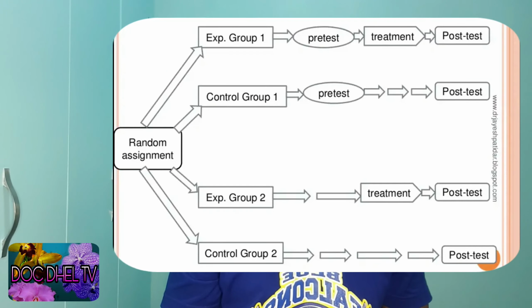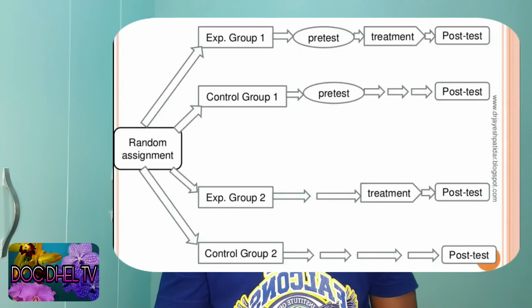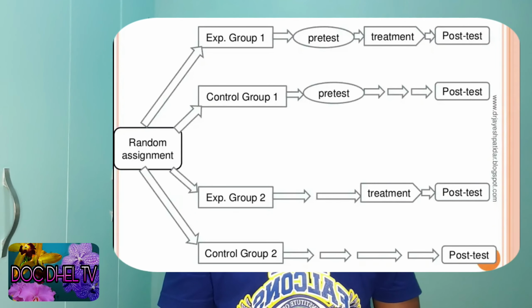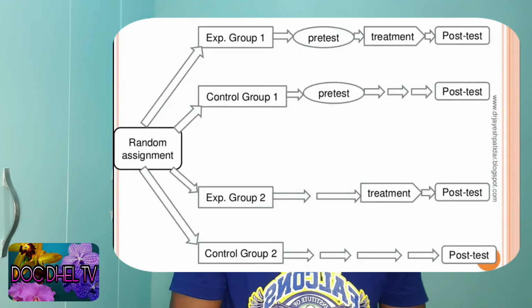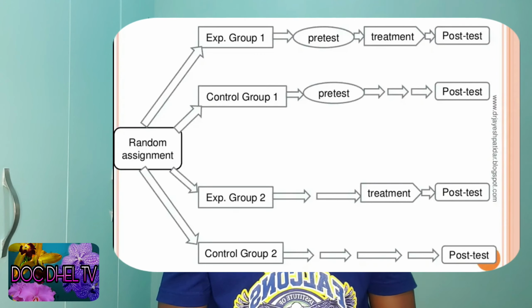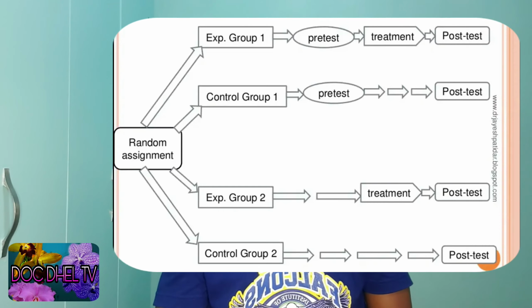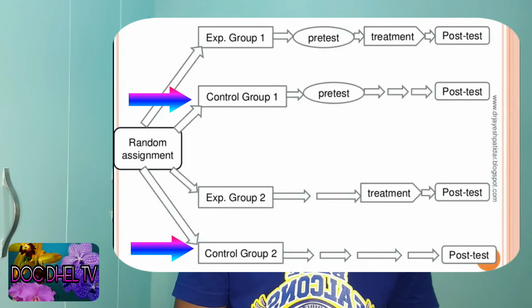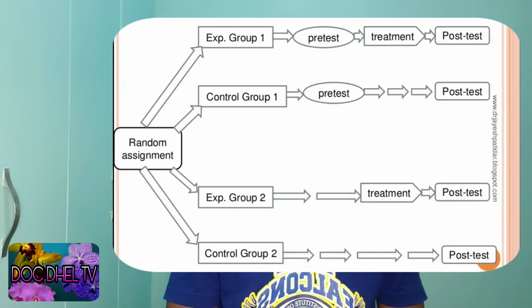For you to be able to be enlightened in this kind of design, I want you to focus on the diagram presented. In the diagram, you could see that there are two experimental groups, experimental group 1 and experimental group 2, and another two groups that are known as the control groups, control group 1 and control group 2.